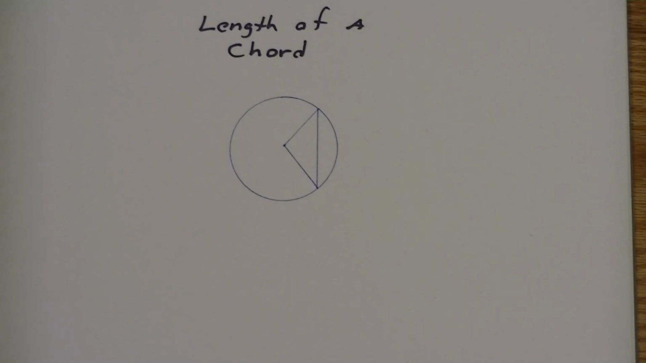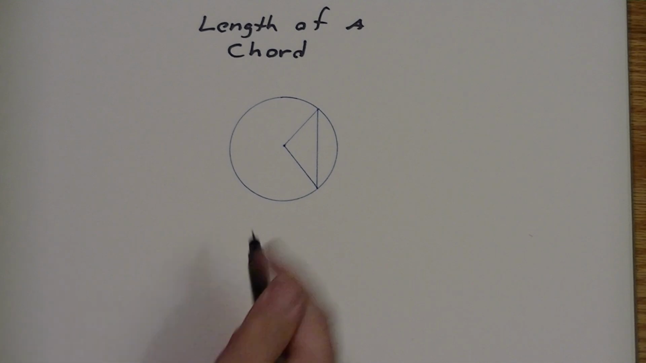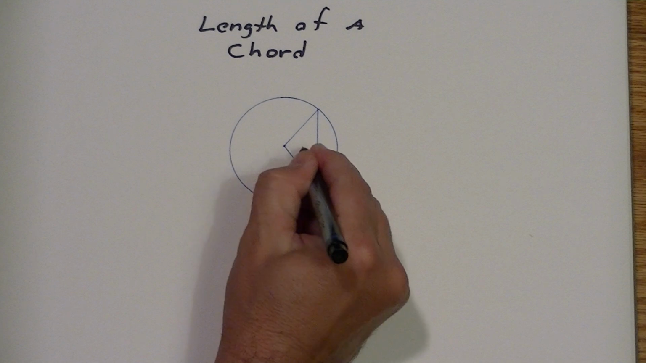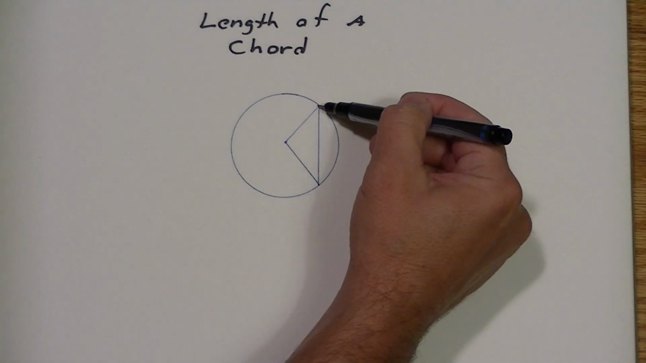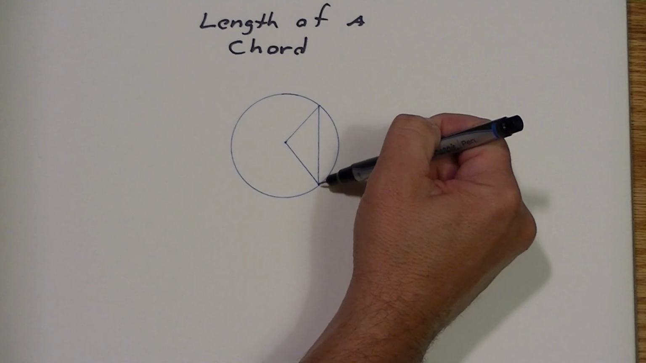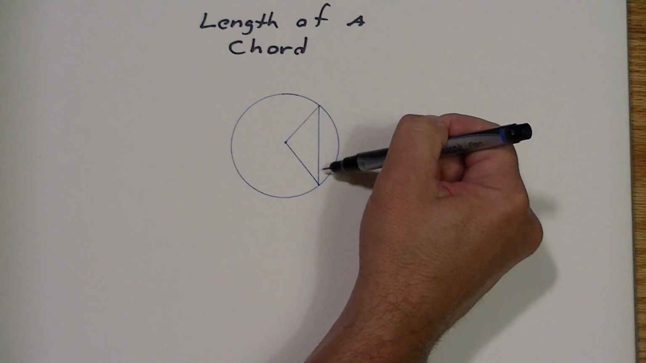This lesson is about finding the length of a chord. First of all, it probably helps to know exactly what a chord is. Within a circle, if we draw an internal angle, we'll call that theta, and you look at the distance from the points of intersection of the circumference of the circle. You want the straight line distance.